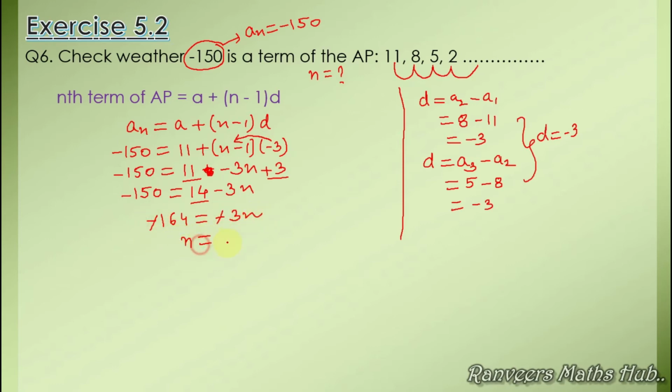So what will be the value of n? 164 divided by 3. So after dividing it, what will we get? 3 5s are 15, 1 is remaining. So 4 3s are 12, 2 is remaining. Okay, so 54.66 it will come.